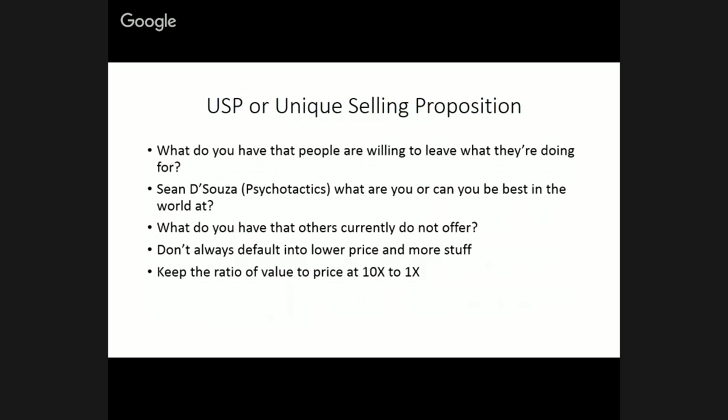Always keep the ratio of value to price at 10 times to 1 time. So what you want to try to do in your product is, if you're going to be asking for $17, make sure you're giving $170 worth of value, however you calculate that. If you have a unique selling proposition and your value is 10 to 1, I can't guarantee you, but that product is probably going to sell. I'm getting $170 worth of value and paying $17, and you're giving me something I cannot get anyplace else other than you. More than likely, if you do a good job of marketing, I'm buying yours.